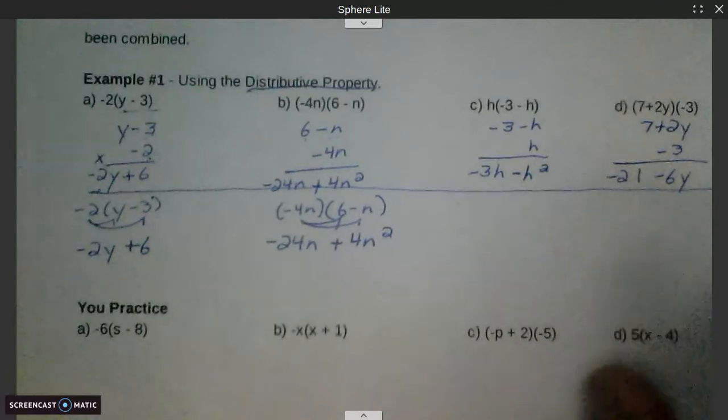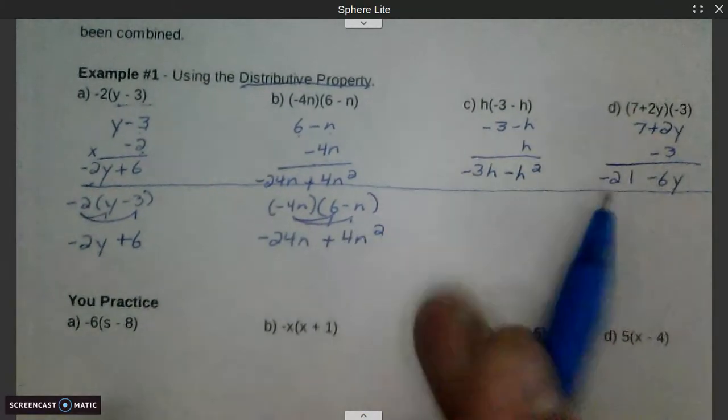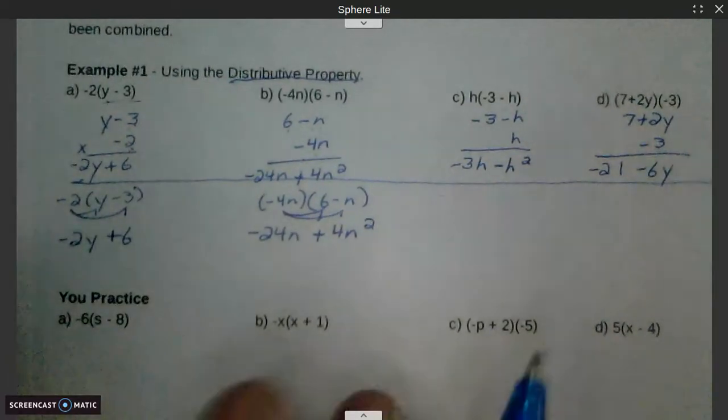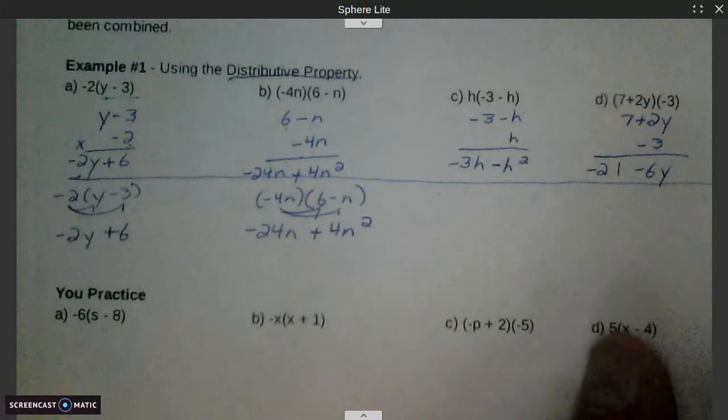Now you could do this for the rest, but you have to decide if you like the vertical method or if you just like to do the arrows. It's up to you which one you like. You might have been taught something else in a previous math course. That's fine. Do whatever feels comfortable to you.